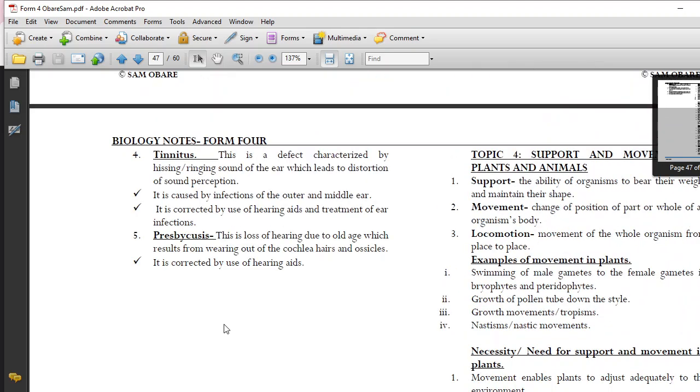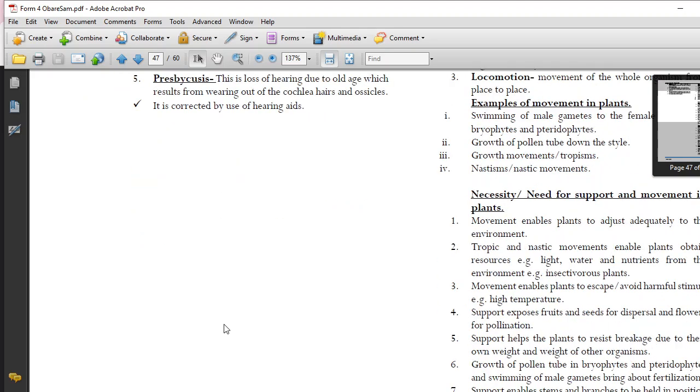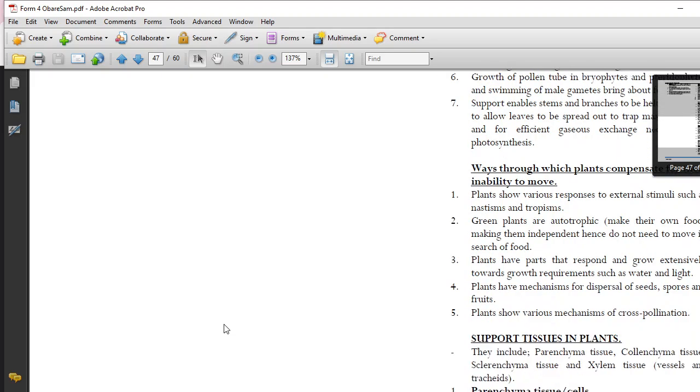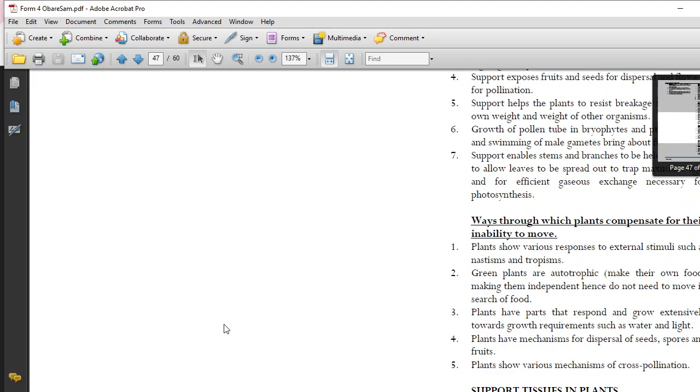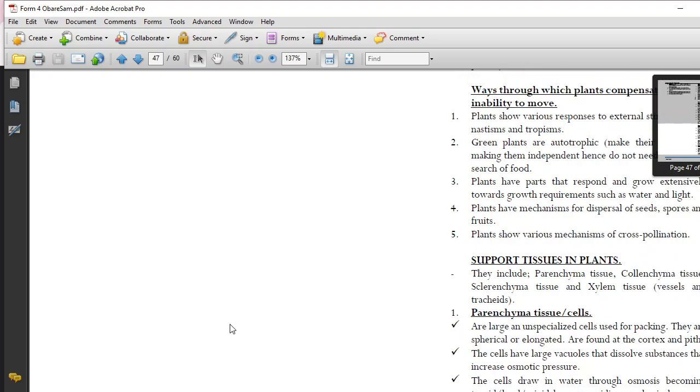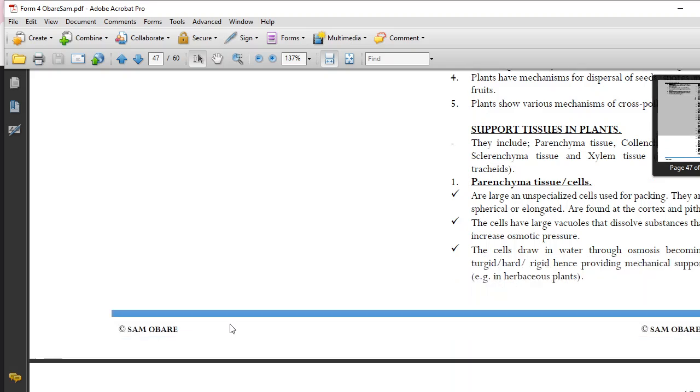One, the necessity for a support framework. Why do we need a support framework in plants? And 2, now that plants do not move about, how do they compensate for their lack of ability to move about now that we have agreed movement is important?